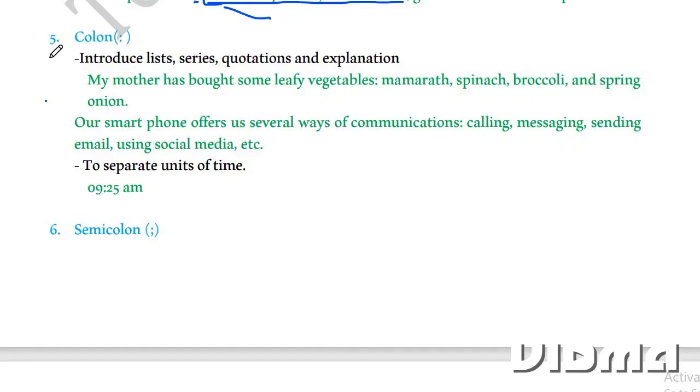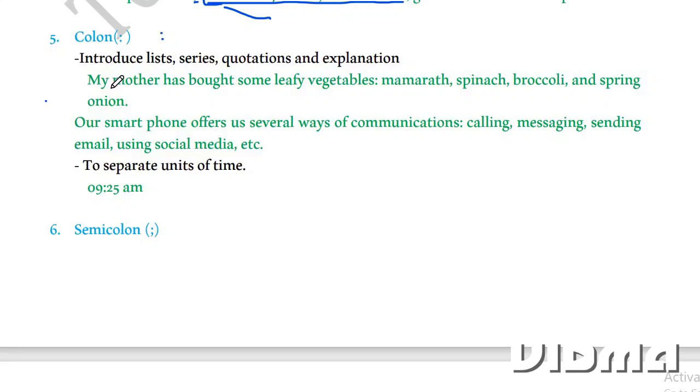Punctuation mark number 5, colon. These two dots. This sign or symbol is called colon. We use this sign to introduce a list, series, quotations, and explanation. So again, we use this colon with list, series, quotations, and explanation. What the heck? Explanation.